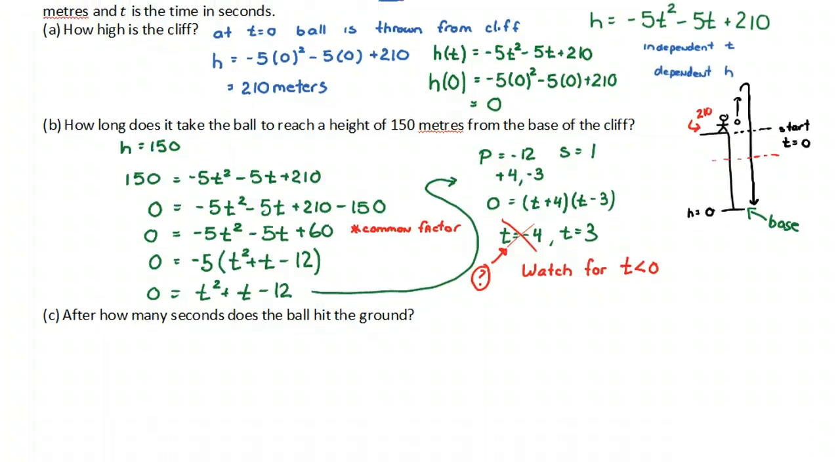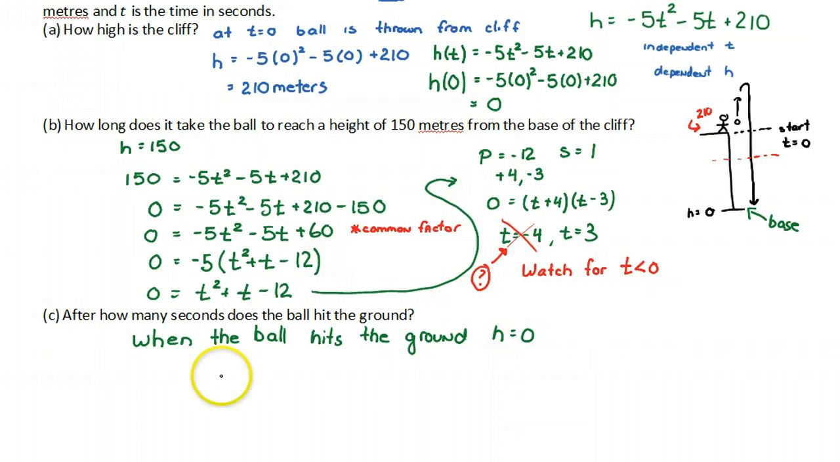Okay, let's look at the last part. How many seconds does it take for the ball to hit the ground? So when the ball hits the ground, again, all these questions are pretty much figuring out what is h or what is t. So when the ball hits the ground, height is equal to 0. So therefore, we can just simply say 0 is equal to -5t squared minus 5t plus 210.